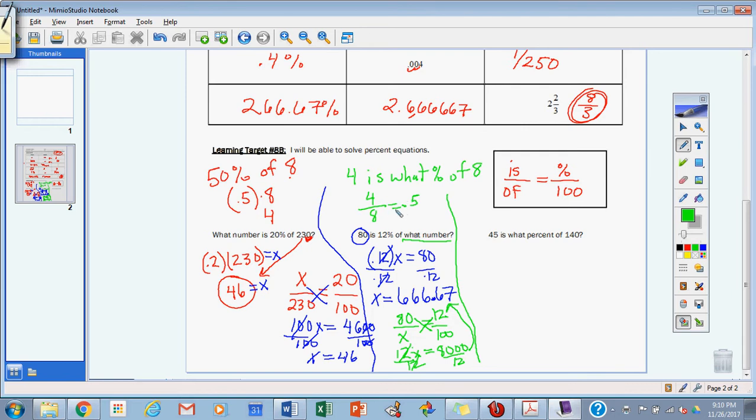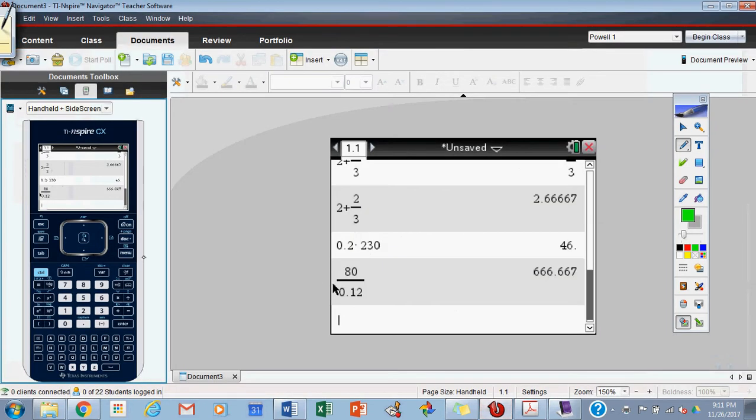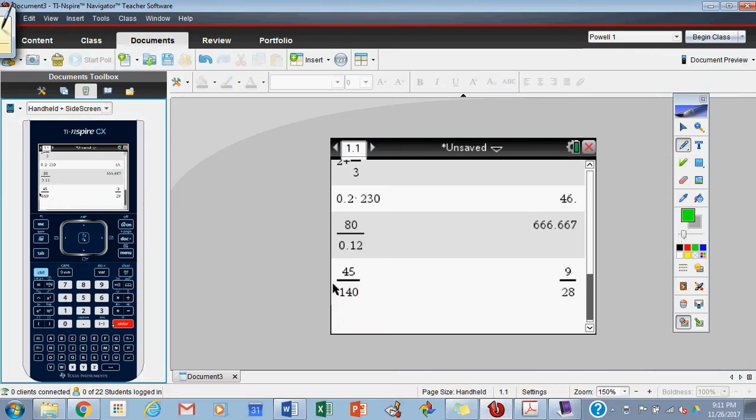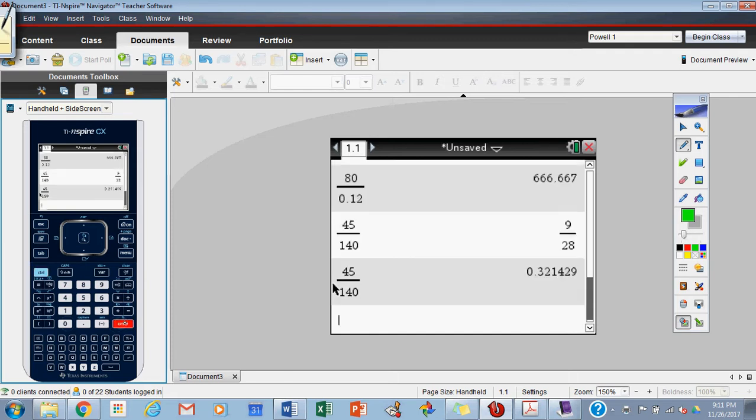I really want you guys to think about these, quickly if you can. So 45 is what percent of 140? The fastest way to do that is to literally just divide. If you ever want to know what something is as a percentage of something else, you just divide that out. So what would that be? 45 divided by 140. Oops, we want to know it like that.